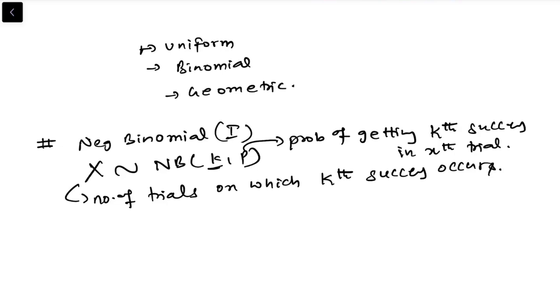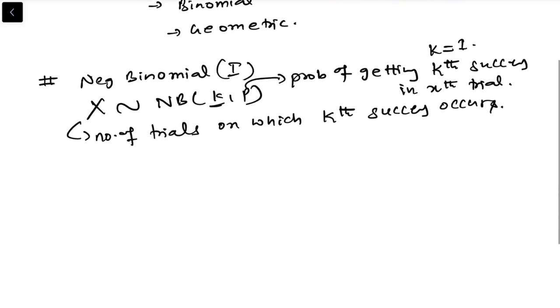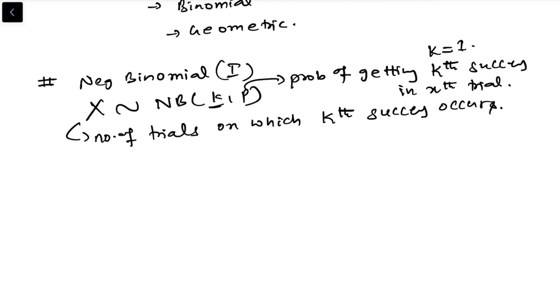Do you think this is very similar to geometric? Because if you put k equals 1, then this is simply the probability of getting the first success in the xth trial, right? And you will see the mean and variance of negative binomial type 1 is similar to geometric when you replace k equals 1. Okay, so now let's understand this from a number line.